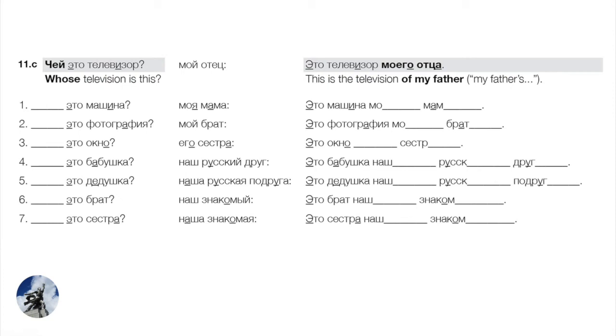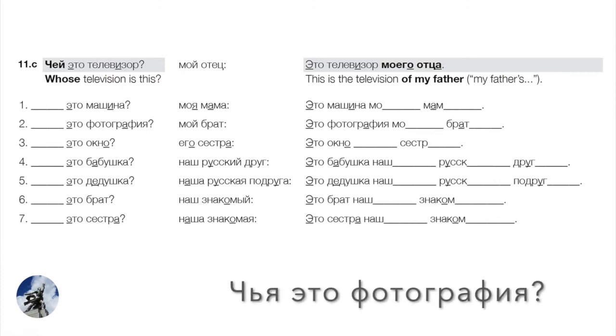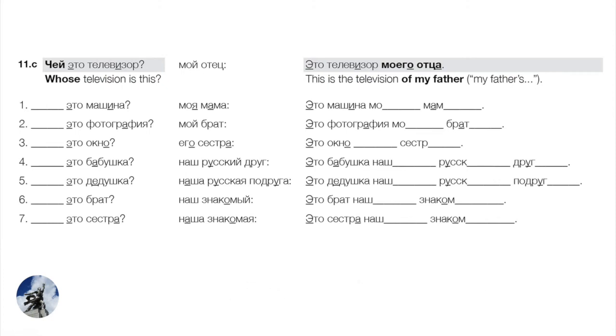Okay, number two. Чья это фотография? Whose photograph? Okay, let's say this is a photograph of my brother. By the way, kind of like in English, this could mean that he owns it or that it's a photograph of your brother, right? That he's in the photograph, right? So we would need more context to know really which one it is here. Это фотография моего брата. Masculine endings, моего брата. Number three, whose window is this? Чье это окно? Okay, let's say this is the window of his sister. This is his sister's window.